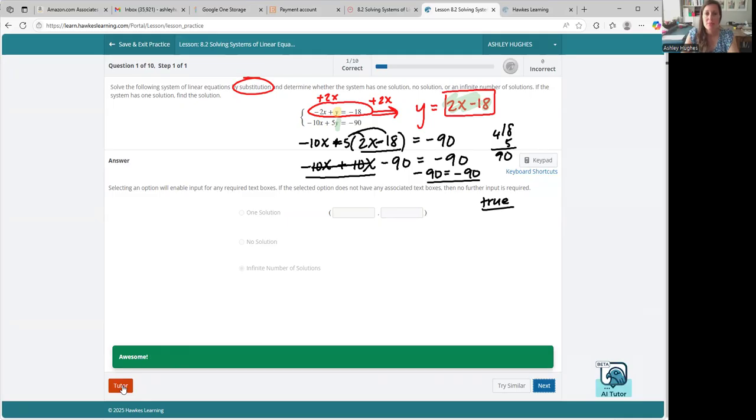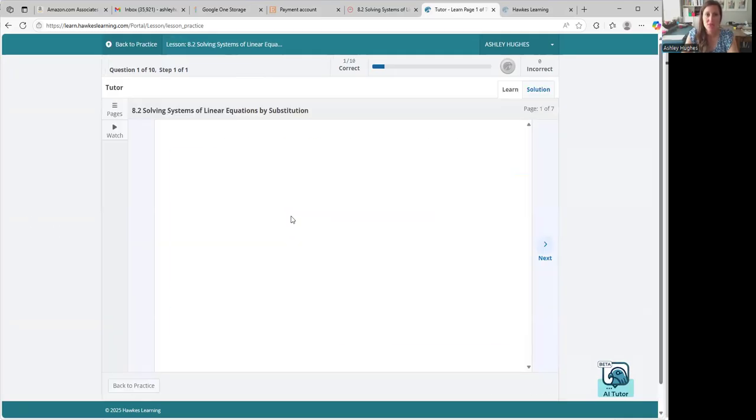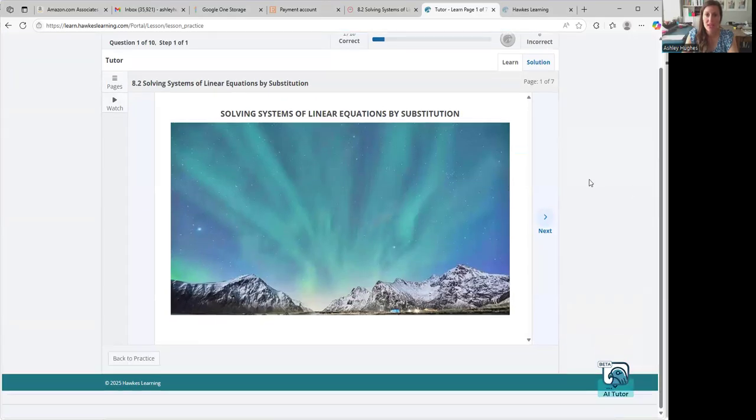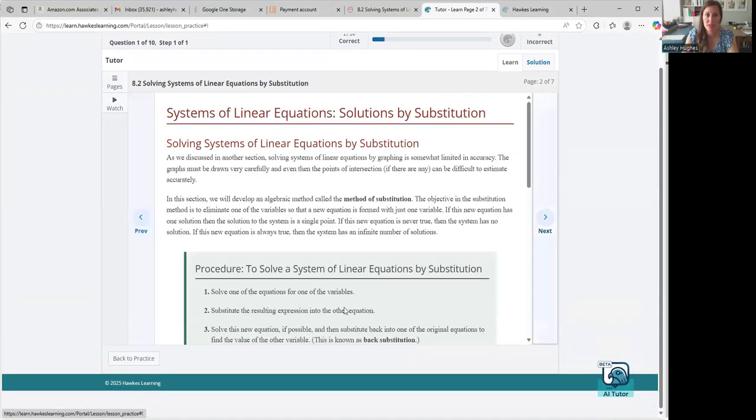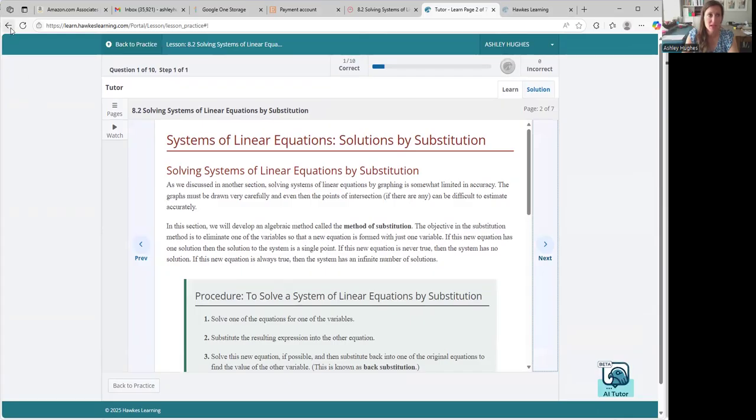It said awesome. But say I didn't understand that problem, I can ask for a tutor and it will bring me back to where I'm supposed to go. So that can be a helpful tool for you. Let me go back to where I was.